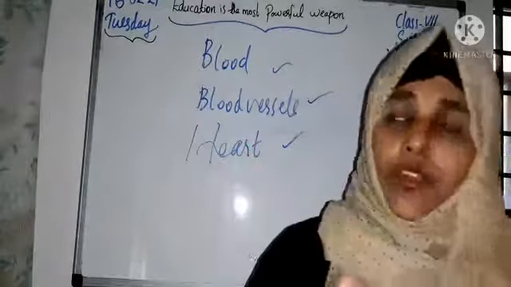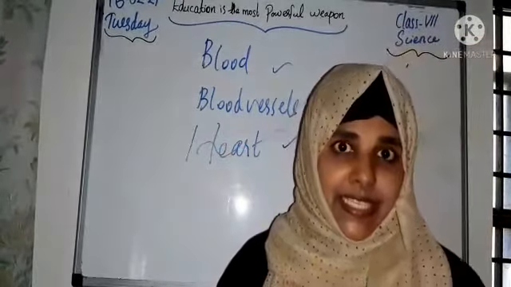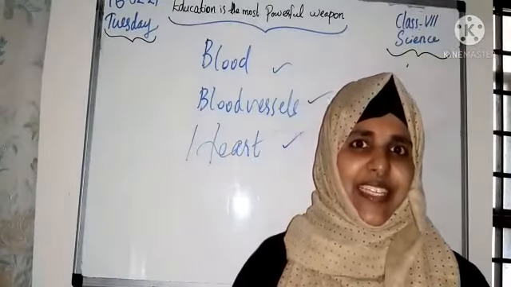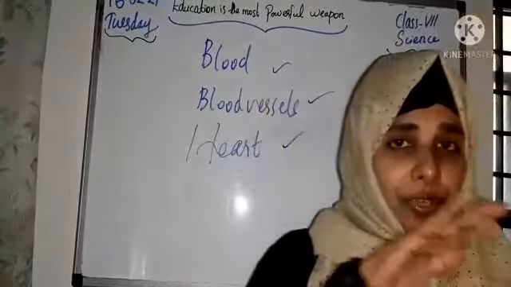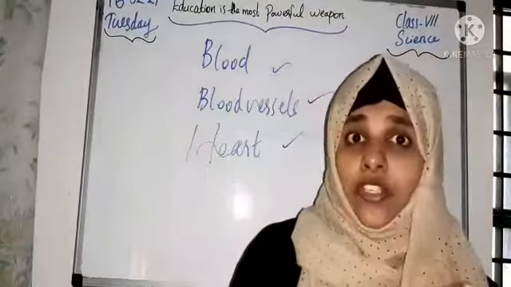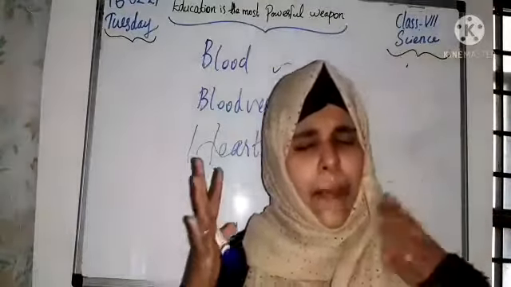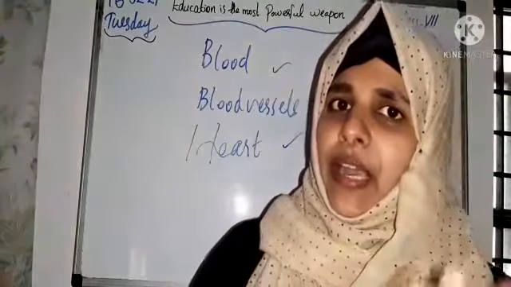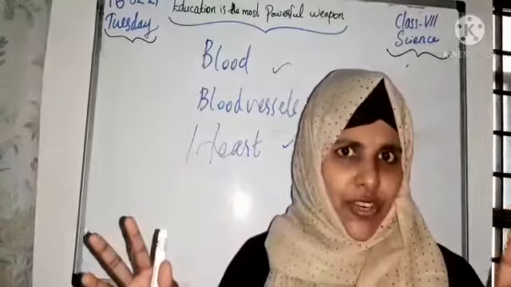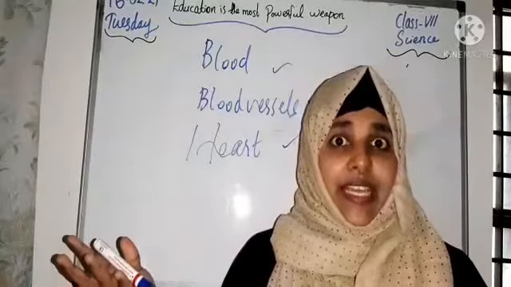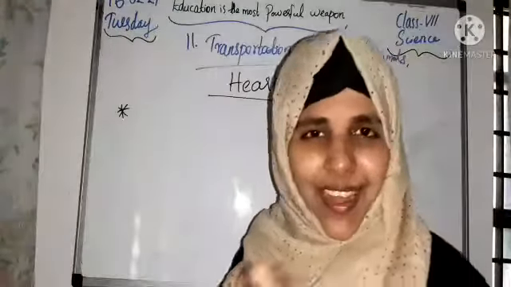But now I am going to teach you another part of the transporting system. What is it? That is the heart. So, blood and blood vessels we finished in our last classes. Now I am going to teach you about the heart. We know that the heart is a very important organ in our body. Commonly, we say it is a pumping organ. Right, children? It pumps what, children? Yes, blood and other substances. Very good.